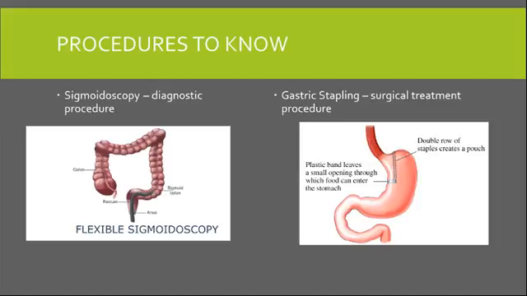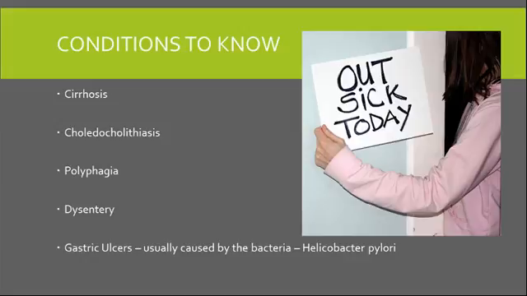And we have a few conditions to be familiar with for your quiz. Cirrhosis, that's a chronic liver disease that can cause jaundice. Choledocholithiasis sounds like a mouthful, but basically it's the medical term for a stone in the common bile duct. Polyphagia is the term for excessive eating. Dysentery is an acute condition of the intestinal tract that commonly causes pain, diarrhea, blood, and mucus in the stool, and it's caused by bacteria or a parasite.